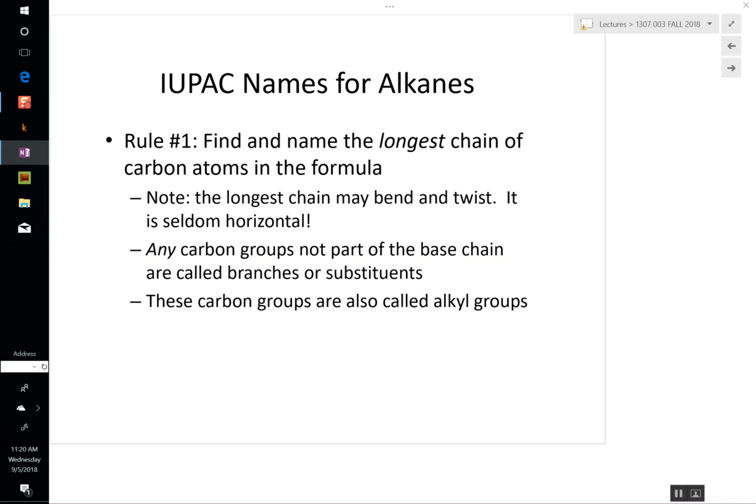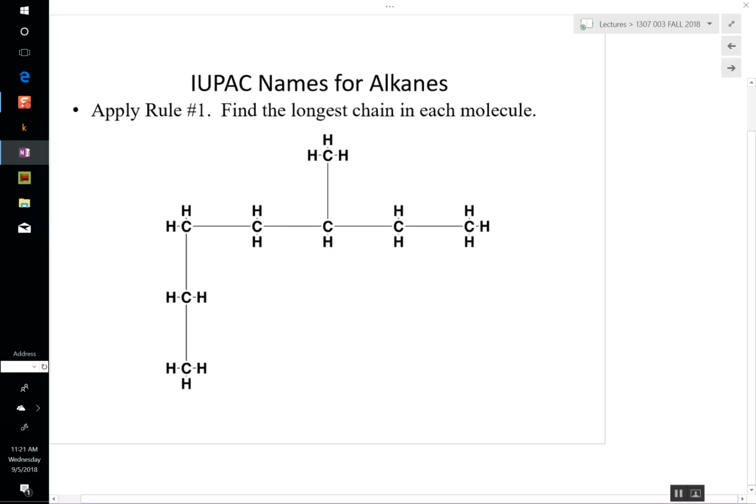So, rule number 1, find and name the longest continuous chain of carbons. The longest chain may bend and twist. It is seldom horizontal. All carbon groups not part of the base chain are called branches or substituents. These carbon groups are also called alkyl groups. In rule number 1, we're going to kind of gloss over the substituents and hunt for the longest continuous chain. So let's get an example.